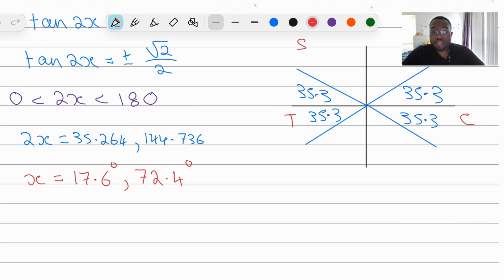And remember, always do it as accurately as possible on your calculator. Don't round down too early. Even though I've given my answers for 2x to maybe 3 decimal places, keep all your values in your calculator just to be on the safe side. But yeah, the answer is 17.6 degrees and 72.4 degrees.